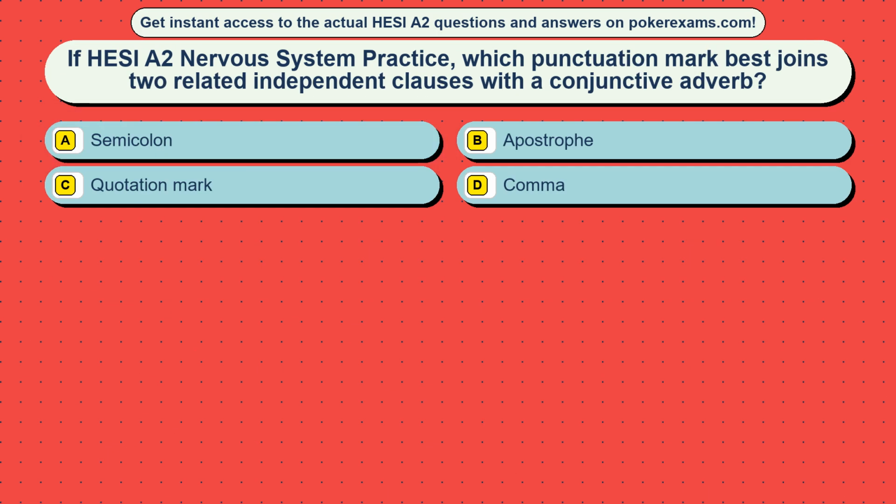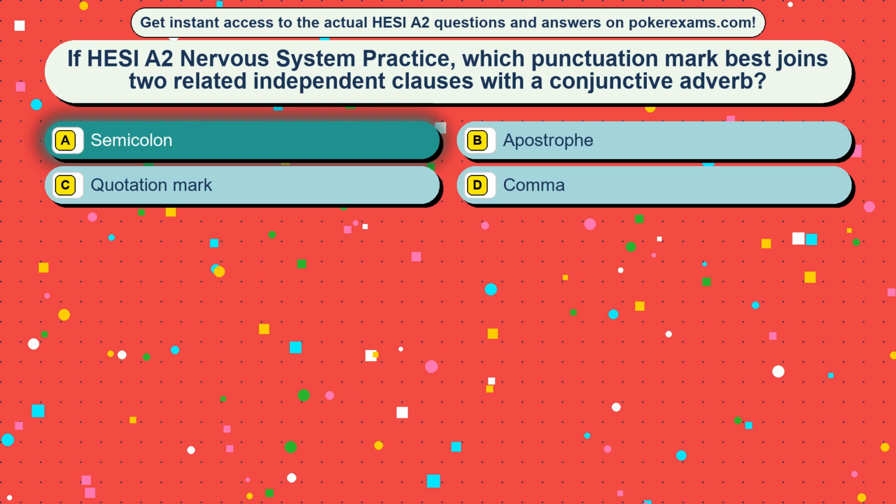Question 30. If HESI A2 nervous system practice, which punctuation mark best joins two related independent clauses with a conjunctive adverb? Option A semicolon, option B apostrophe, option C quotation mark, option D comma. The correct answer is option A, semicolon.